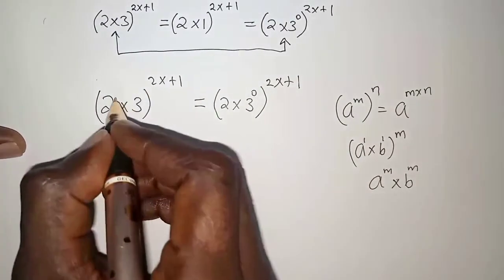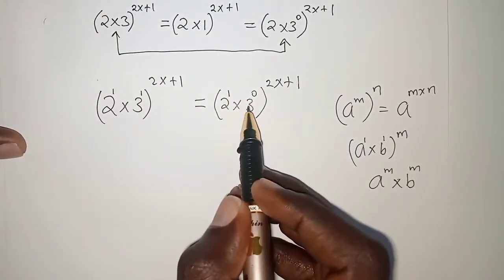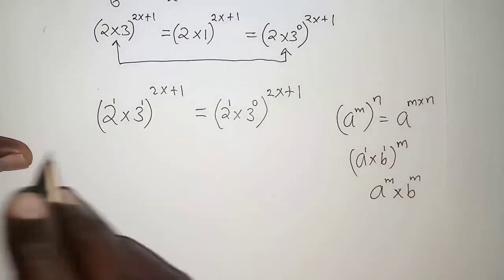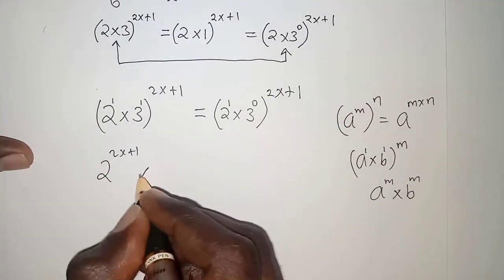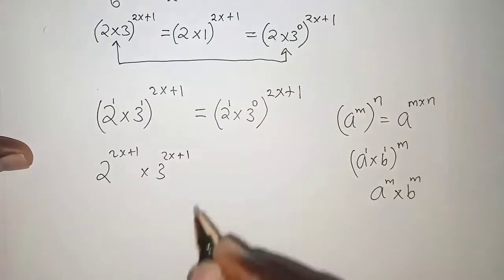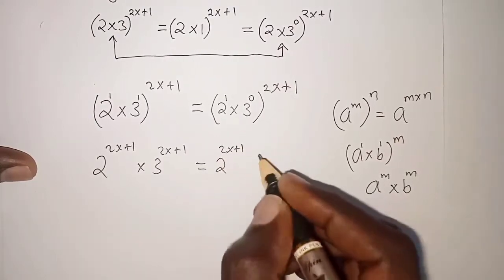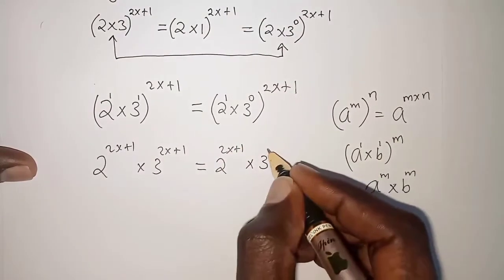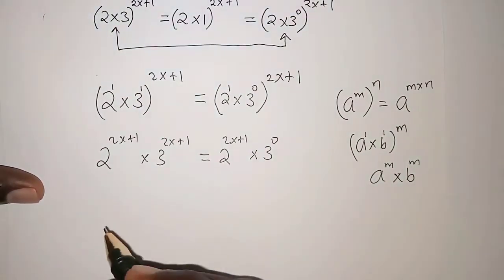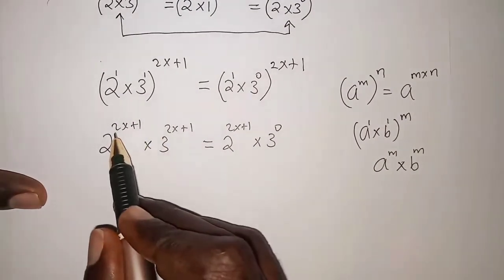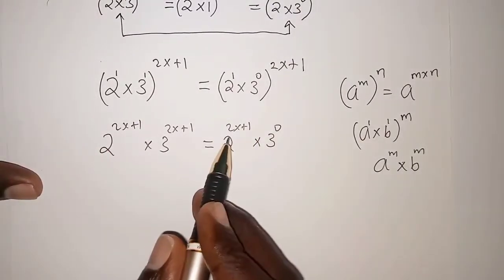So we are going to have 2x plus 1 multiplying by the power here. Remember, this is power 1, this power 1, here also power 1. But for 3, we have 3 power 0. So when we multiply, we'll have 2 power 2x plus 1 times 3 power 2x plus 1. And then on the right hand side, we will have 2 power 2x plus 1 times 3 power 0. Remember, 0 times 2x plus 1 is just 0. So in this particular case, we can see that 2 power 2x plus 1 and 2 power 2x plus 1 appear both on the right hand side and left hand side.